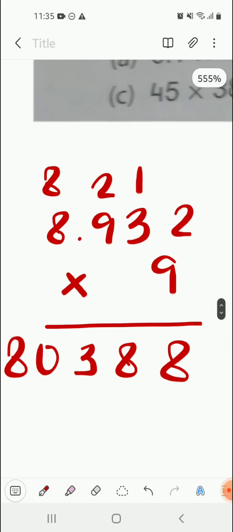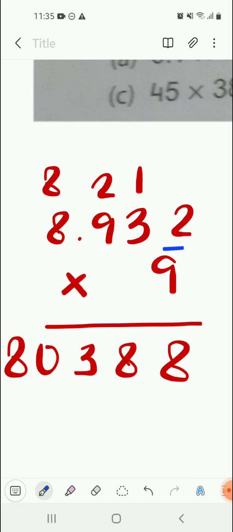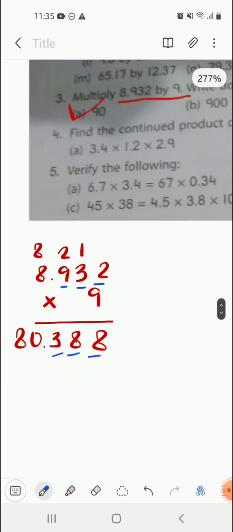Now see, decimal places in the question is 3. 1, 2, 3. So in the answer also 1, 2, 3. 3 decimal places and put a decimal point just before that. So my answer becomes 80.388. This is when 8.932 is multiplied by 9.